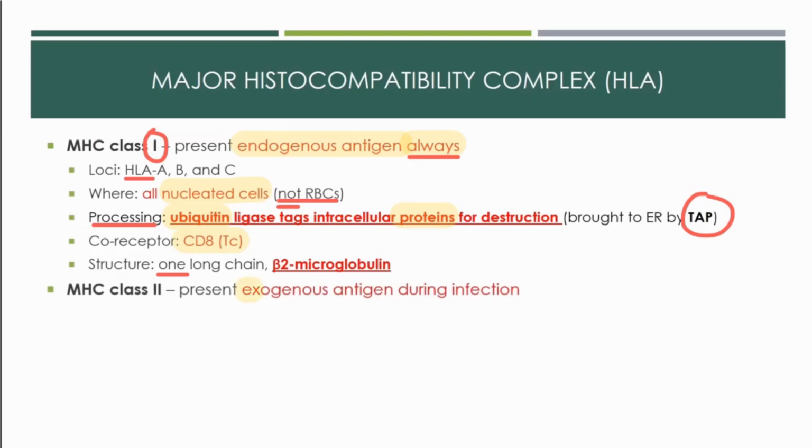MHC2 presents exogenous antigen to communicate to cells what is happening in their outside environment, and it is only upregulated when there is infection. MHC2 loci have two letters. All of them start with HLA-D followed by P, Q, or R. And MHC2 is only found on antigen-presenting cells like we've mentioned.